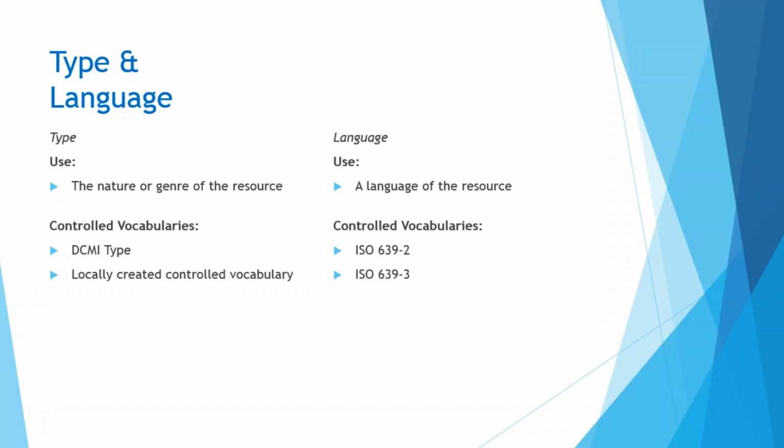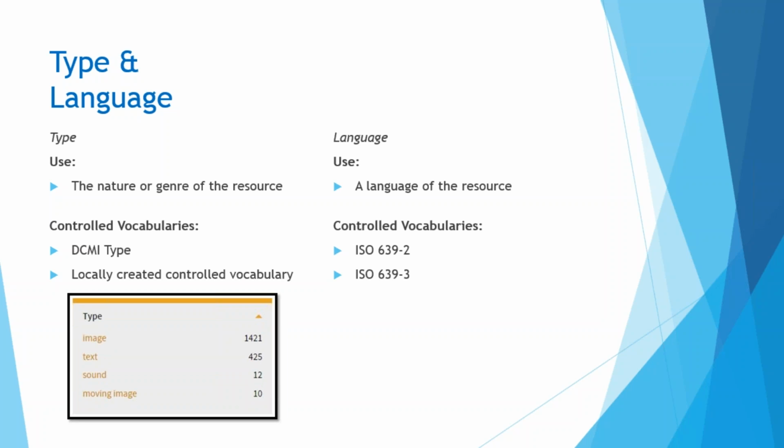So type and language. The type field is strongly recommended and is repeatable. Type describes the nature or the genre of the resource, and limiting search results by type is useful to users, and anything that does not include a type field will not be part of the search results that are limited by type, just like geographic information. Including the type field will make resources more discoverable.